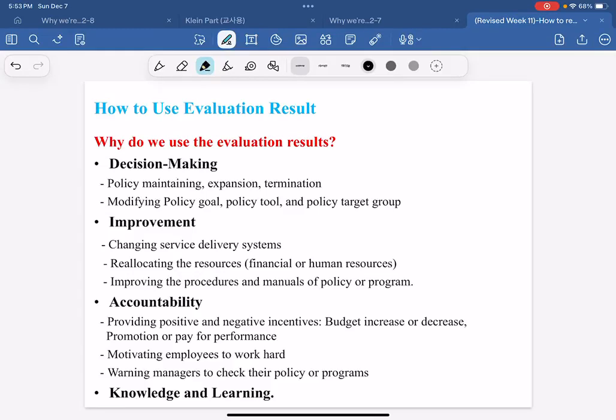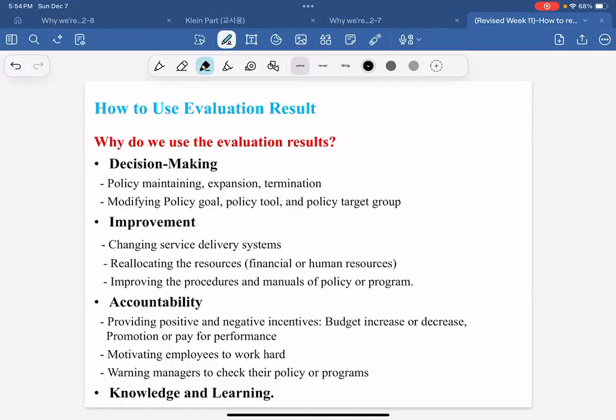And then third, accountability. Accountability means that public officials should be responsible for the result of policy, right? And then reward or punishment can be provided to hold public officials accountable for the result of their policy activities, right?